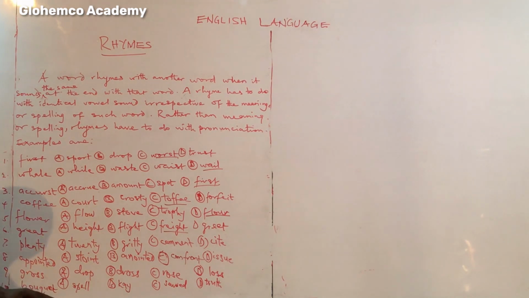So then we have plenty. That's 1, 2, very simple. We have plenty, then twenty, empty. Plenty, twenty. All right. The others are gritty, comment, and sight. After we are through with this, before I write, I will look at the vowel sounds. I will still give you other rhymes, not in the form of A, B, C, D. I will just write this rhymes with this, this rhymes with this. And by the time you go to the exam, you will meet them like that.